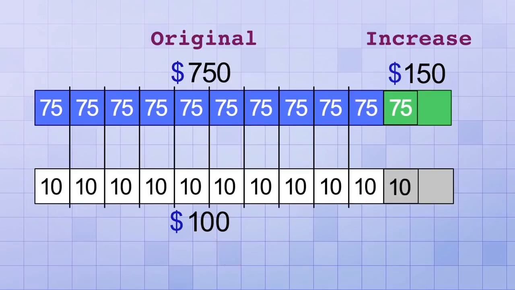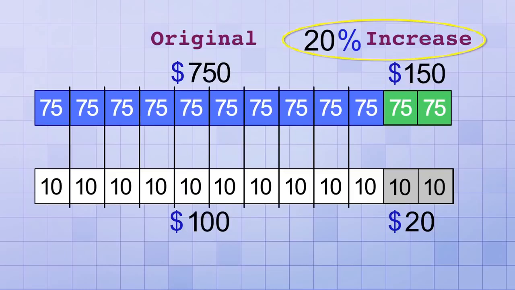Of course, we had an increase of $150, not $75. 150 is exactly 75 plus 75, so that would be another 10% of the original amount. As you can see from the diagram, if you start with 750 and then you get 150 more, that's equivalent to starting with 100 and getting 20 more. In other words, it's a 20% increase.